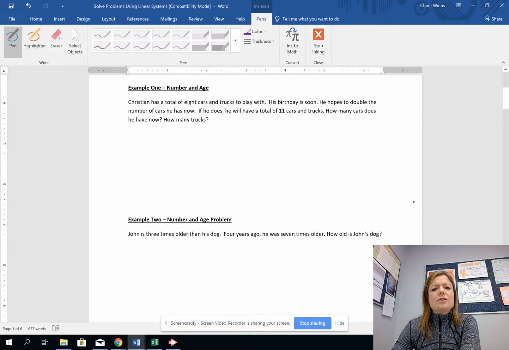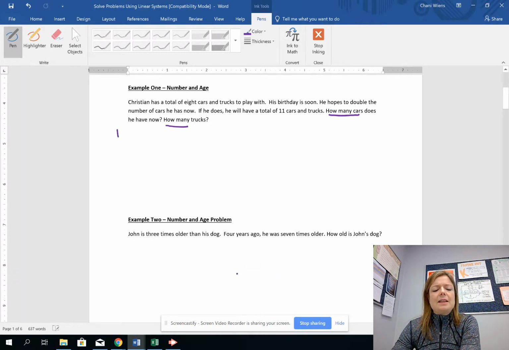So Christian has a total of 8 cars and trucks to play with. His birthday is soon. He hopes to double the number of cars he has now. If he does, he will have a total of 11 cars and trucks. How many cars does he have now? How many trucks? So notice that the question is asking how many? How many? So that should give you an indication of what your variables should be: the number of cars he has, the number of trucks he has.